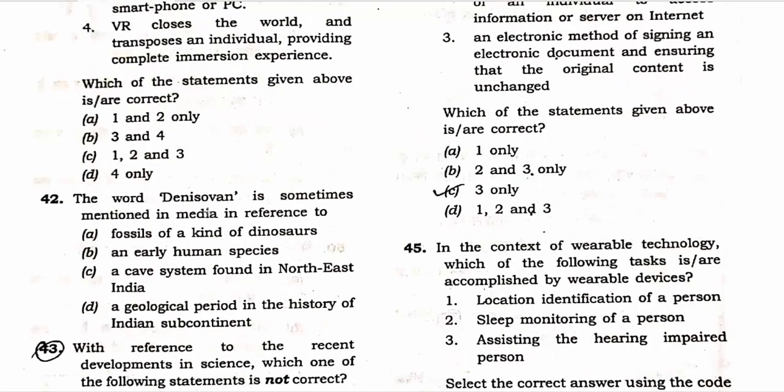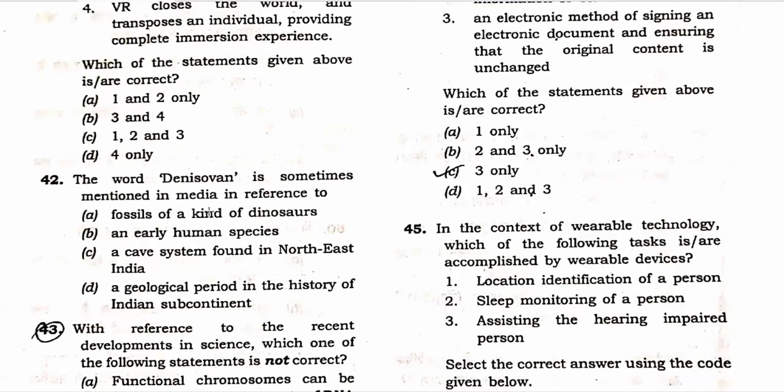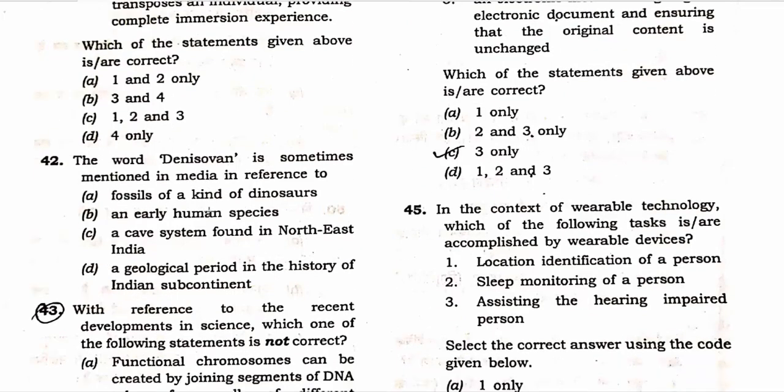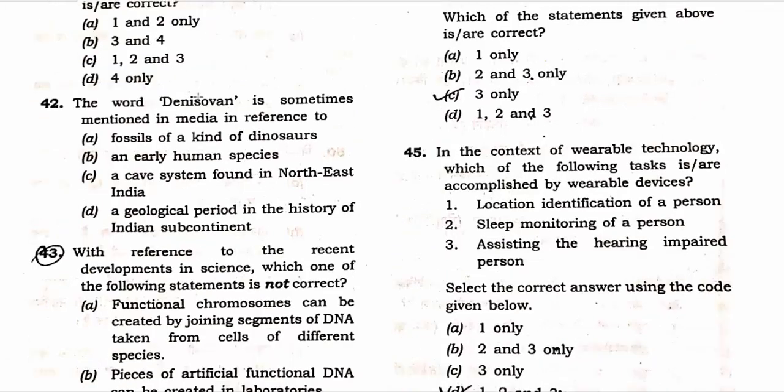Then comes the word Denisovan, which is sometimes mentioned in media. If I'm not wrong, in the current affairs part, somewhere around August, I guess. I remember doing a video on that somewhere in August. The date I'm not able to recall. So in the video we spoke about the Denisovan. Denisovan is nothing but an early human species.